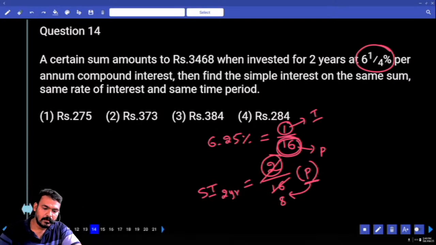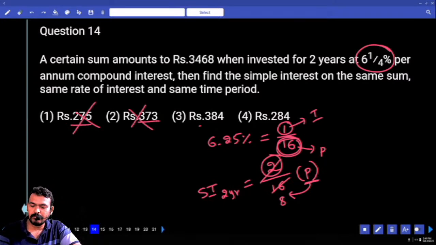First option, 8 multiple? No. Second option? No. Third option? Yes. Fourth one? No. Then the answer is 384.